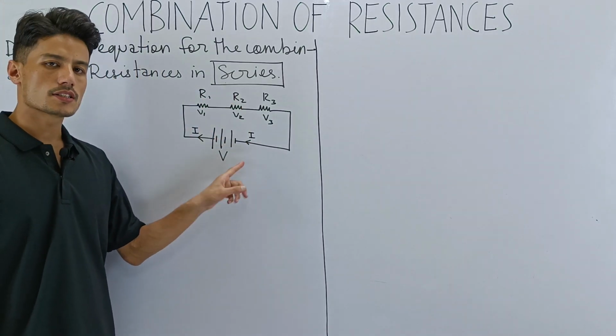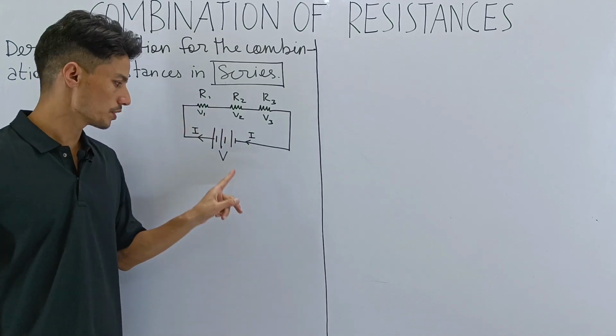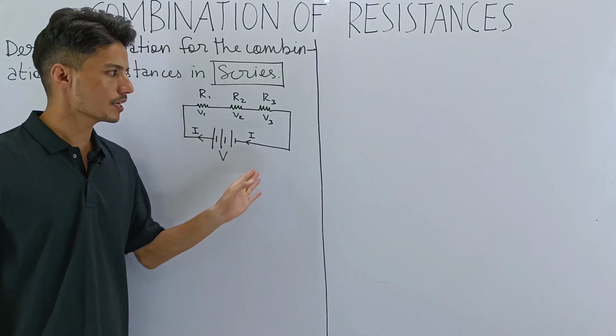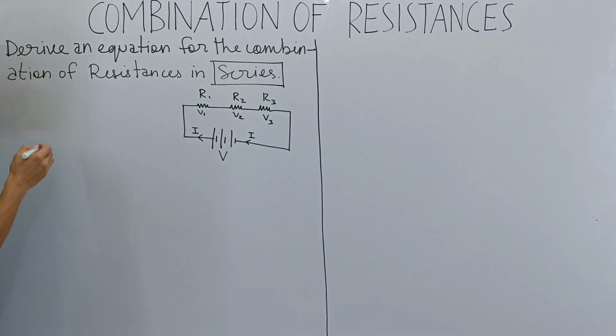The one who remains constant, we don't discuss it. We discuss the quantity which gets divided. So we will start with this. Always start with the quantity which gets divided. The same you will do for parallel also. So how to derive? So, derivation. Start.